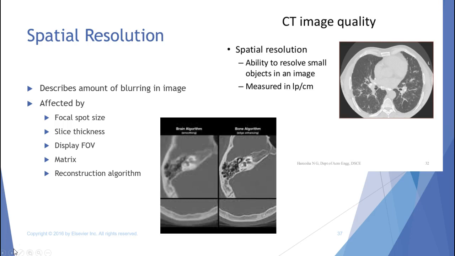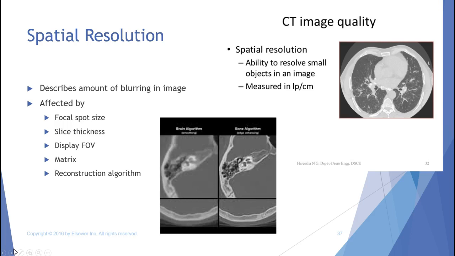Okay, just like we use a small focal spot in an X-ray tube, we will likewise do the same in CT, and that tube is set up automatically due to your protocol that you select. Okay, so spatial resolution or detail is affected by focal spot size, the slice thickness that you program the computer to reconstruct, your display field of view, your matrix that you are choosing to use, and then the reconstruction algorithm.